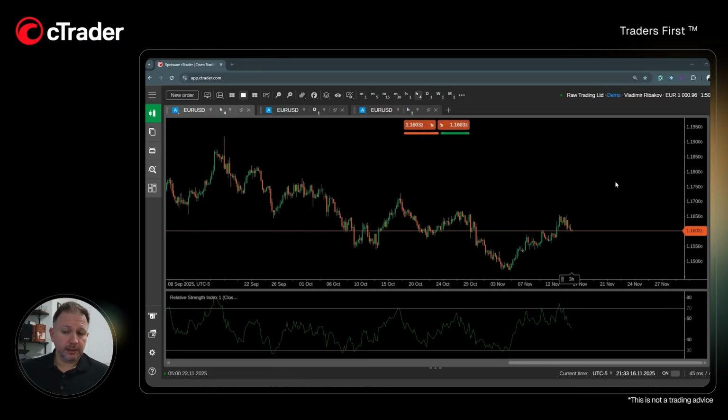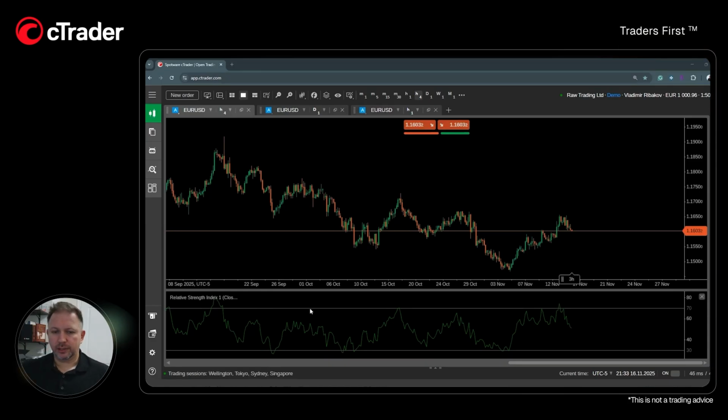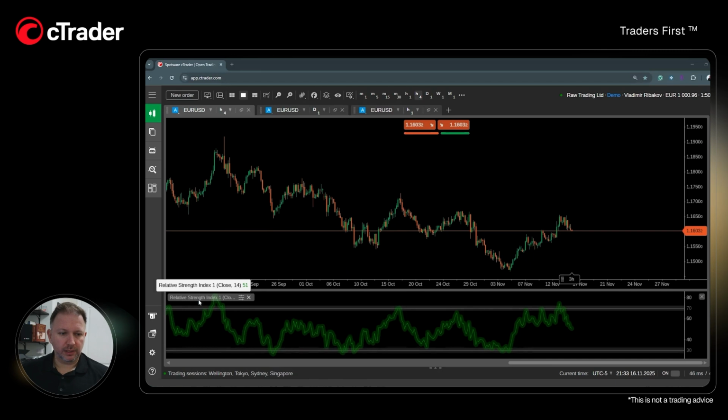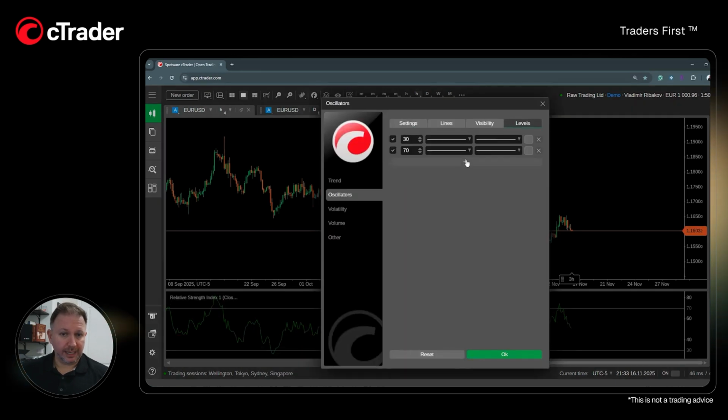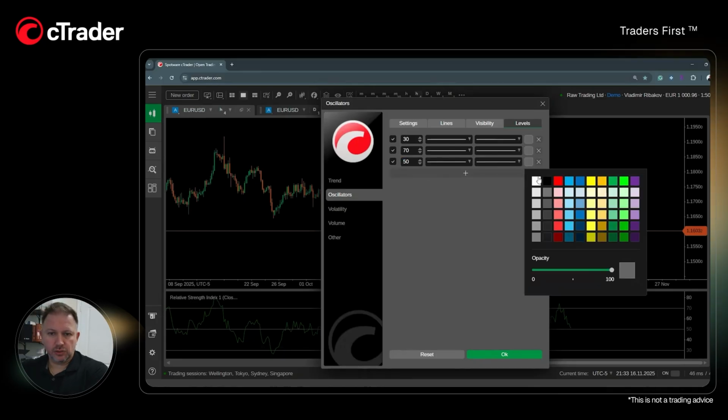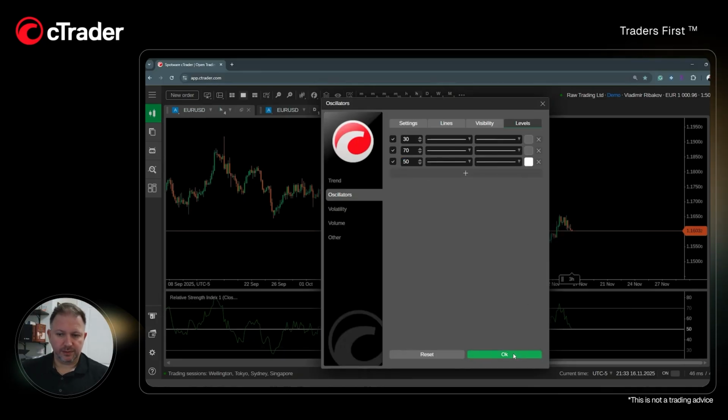So besides the 70 and 30, there is another level which traders like to use. This is the level of 50. And if you go back to the RSI indicator, and on levels, you can add a level. For example, let's add 50 and let's choose white color for the visibility.